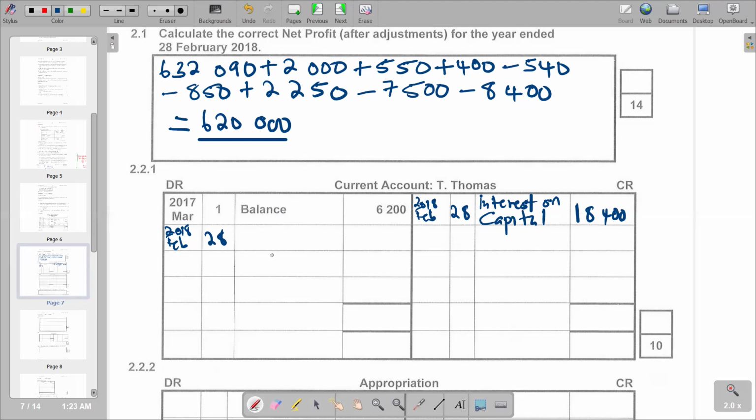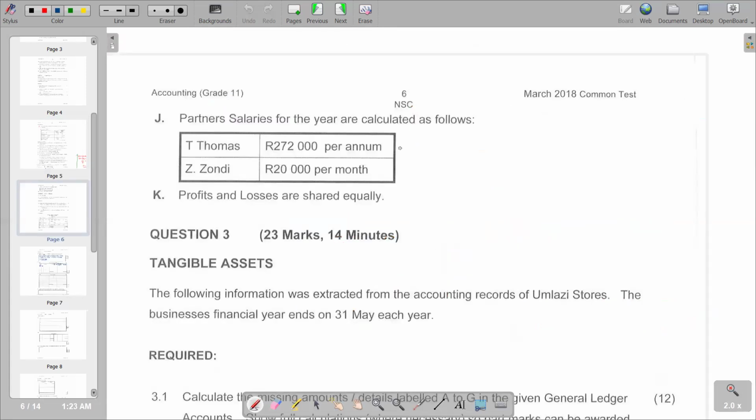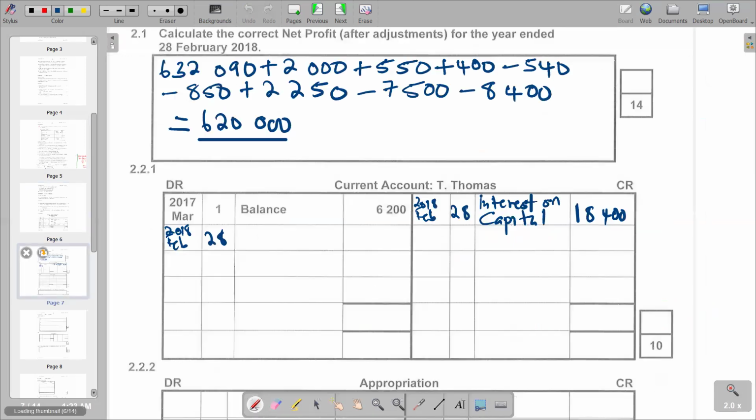And then we move on to the next part. We have got partner salaries for the year, and we want Thomas's, which is 272,000 rands per annum. We are supposed to also enter it on the credit side, whereby we say salary, and we have 272,000.